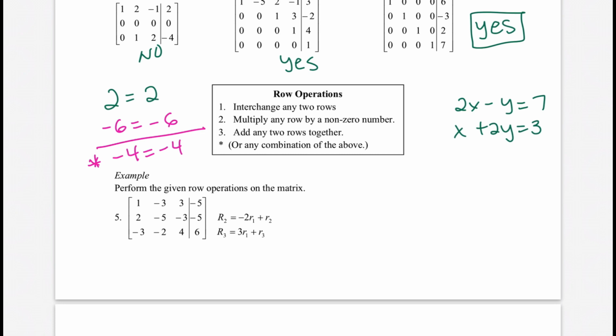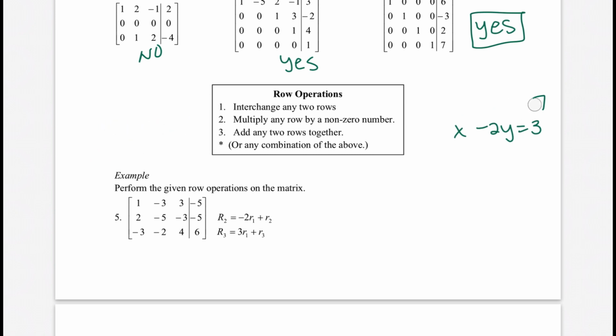So I can also do any combination together. I could multiply and add at the same time. And so we're going to do some examples of this, where first we're going to give you what to do, so they tell you what to do, and then we're going to come up with what to do on the next one to get it in row echelon form.